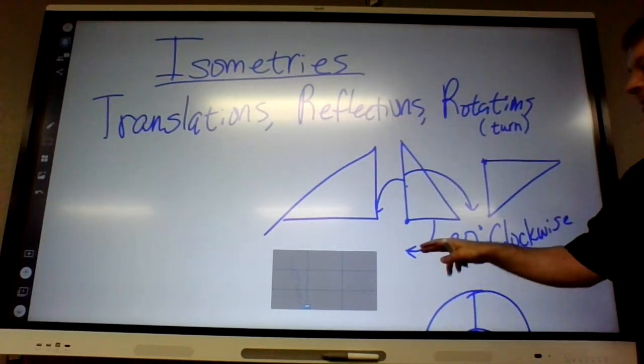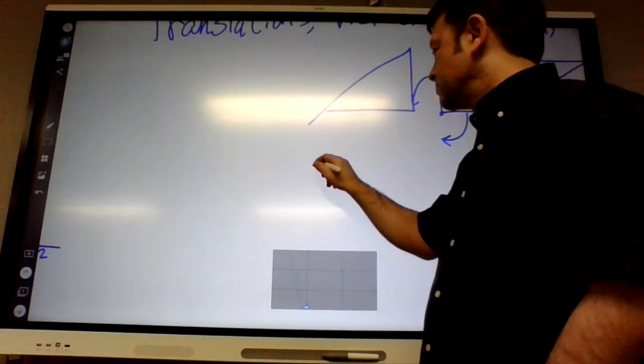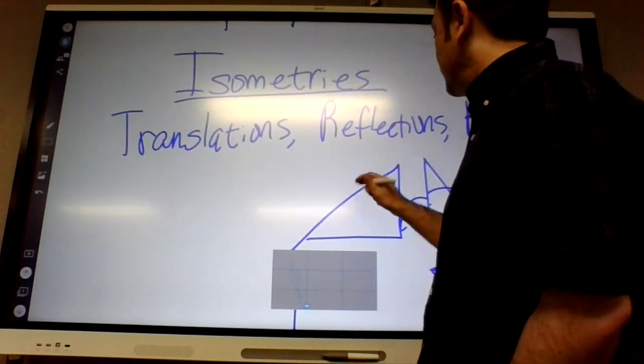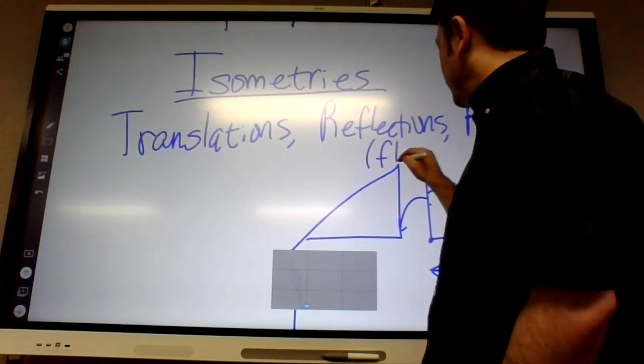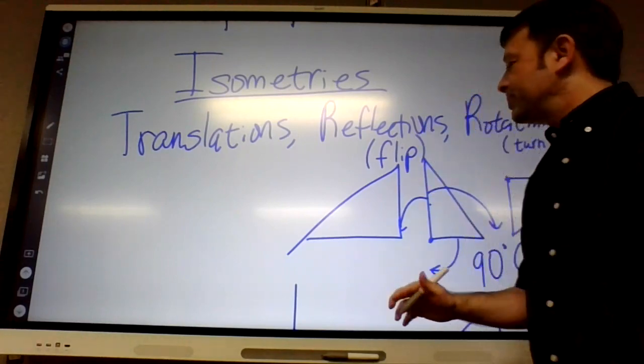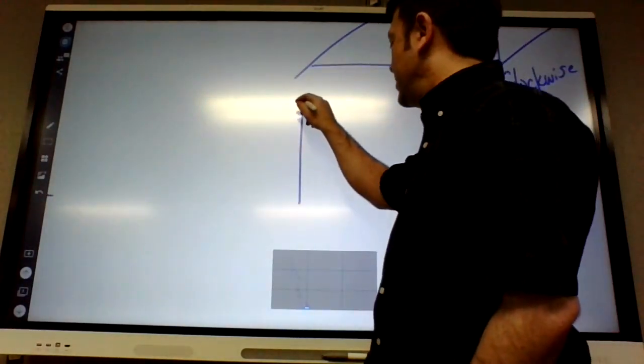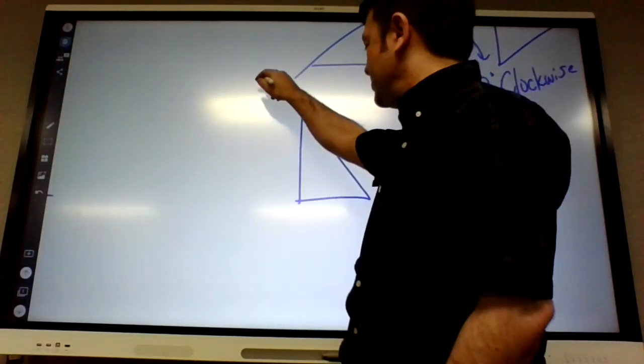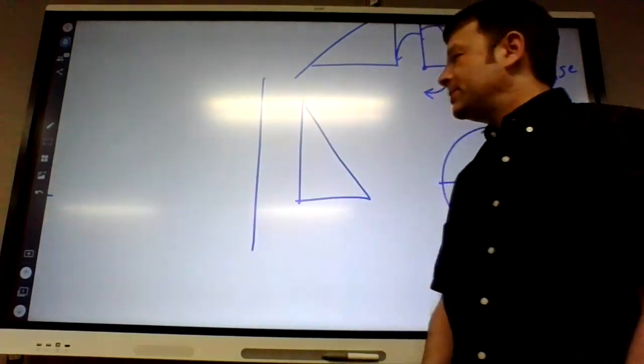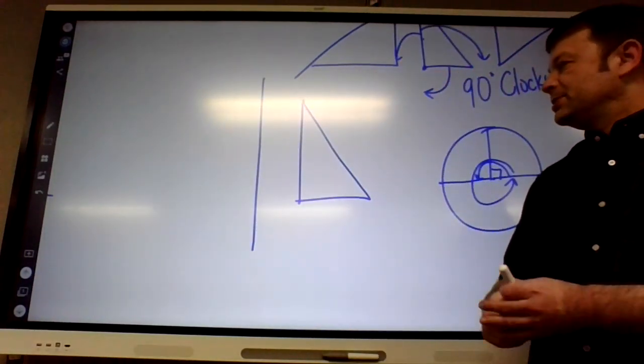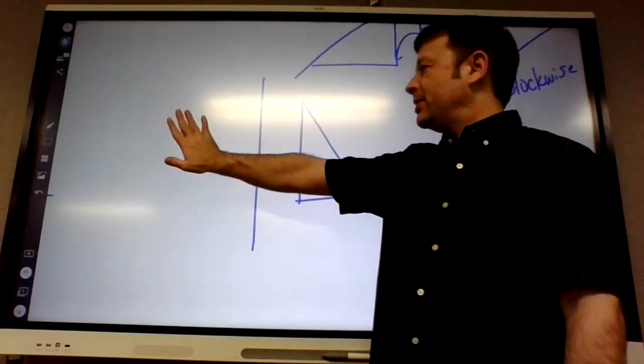What does reflection mean? The alternate definition is flip. On a reflection, you need something to reflect, and then you need a line of reflection, like which direction are you going? So you just flip it over that line like a pancake.